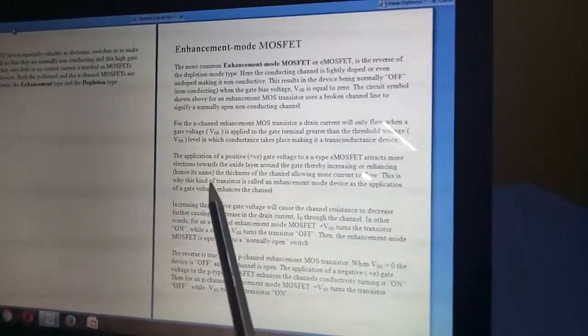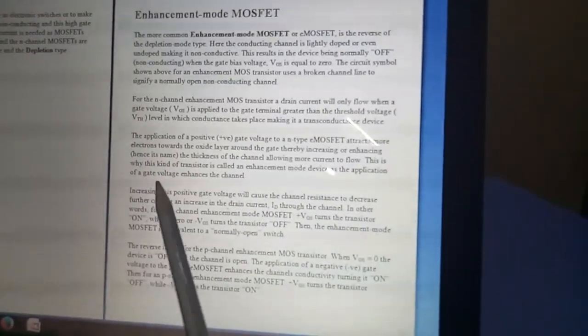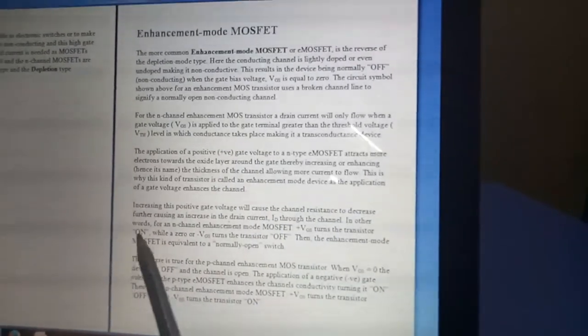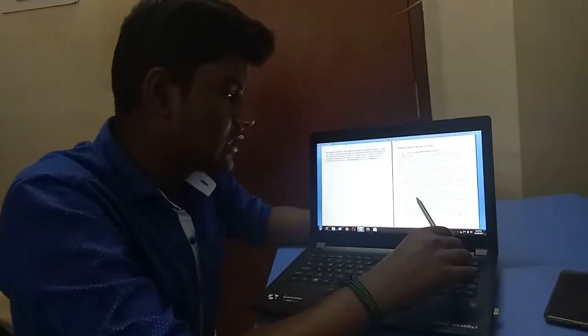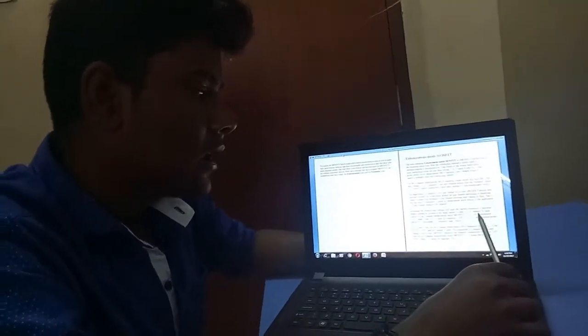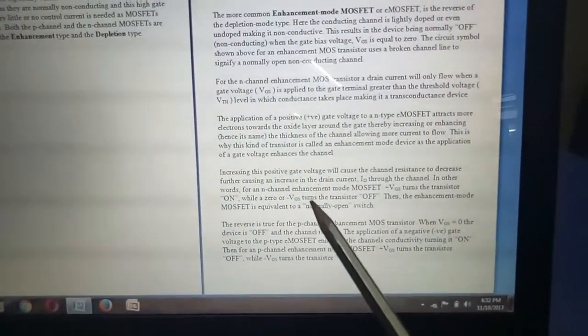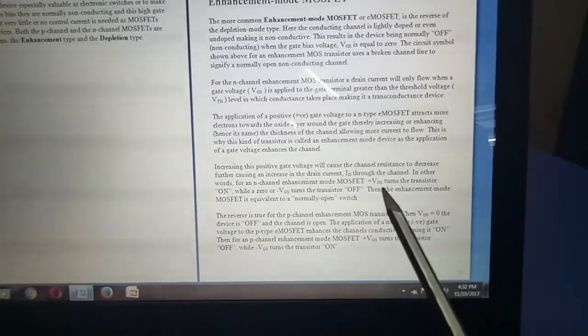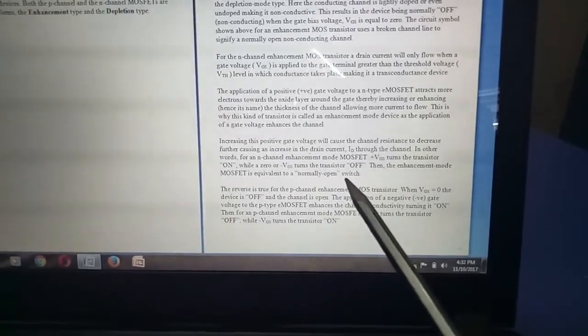This is why this kind of transistor is called an enhancement mode device, as the application of the gate voltage enhances the channel. Increasing the positive gate voltage will cause the channel resistance to decrease further, causing an increase in the drain current ID through the channel. In other words, for an N-channel enhancement mode MOSFET, a positive VGS turns the transistor on, while a 0 VGS turns the transistor off. Then the enhancement mode MOSFET is equivalent to a normally open switch.